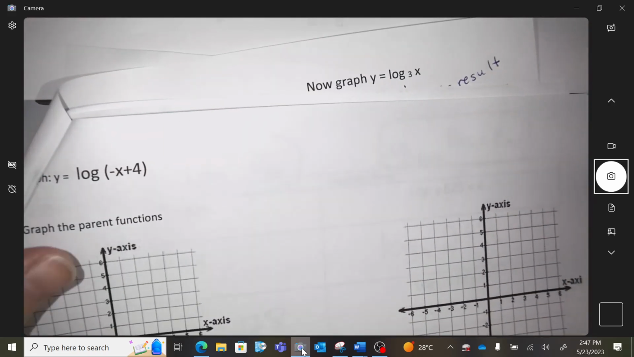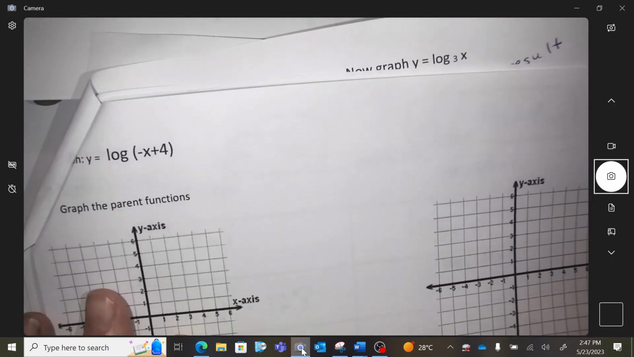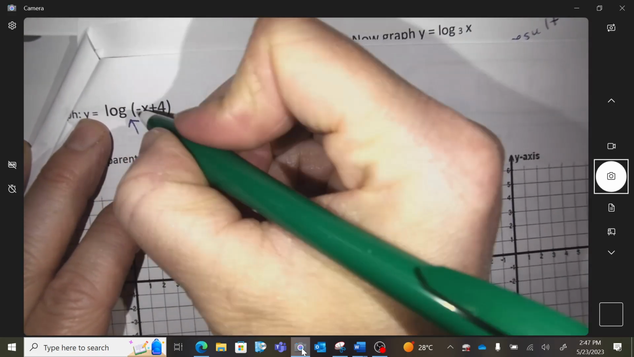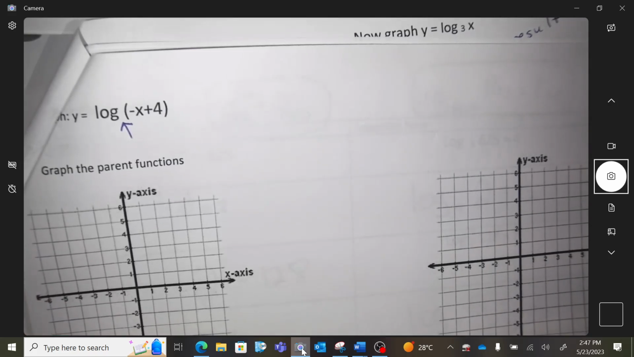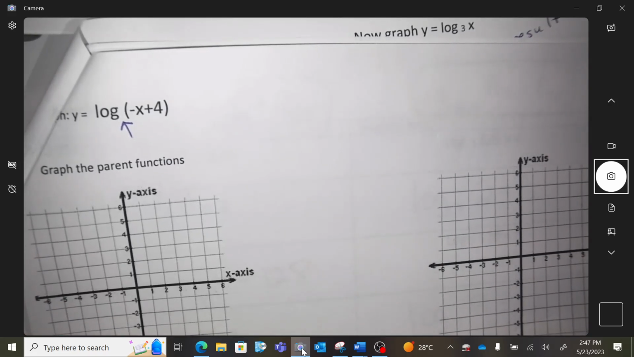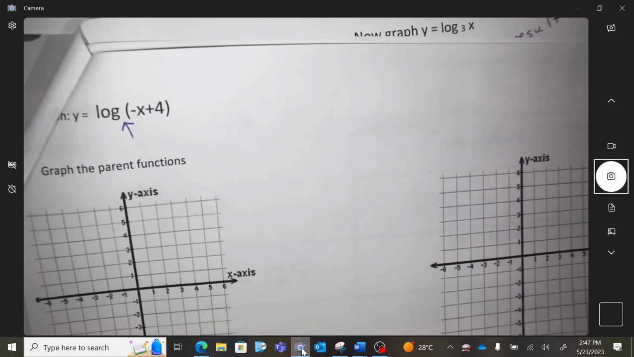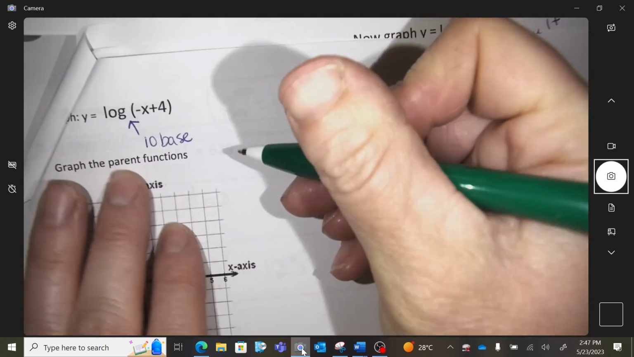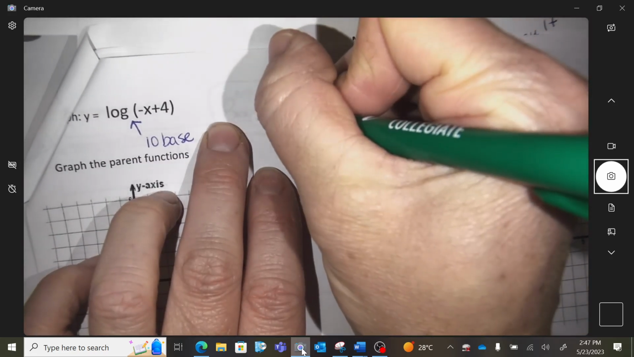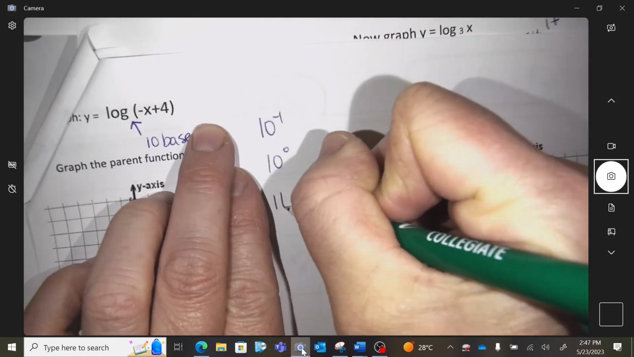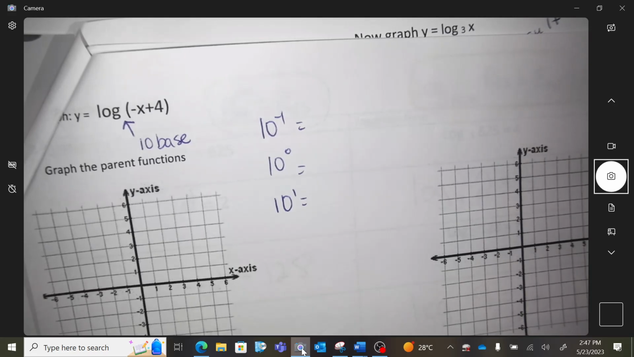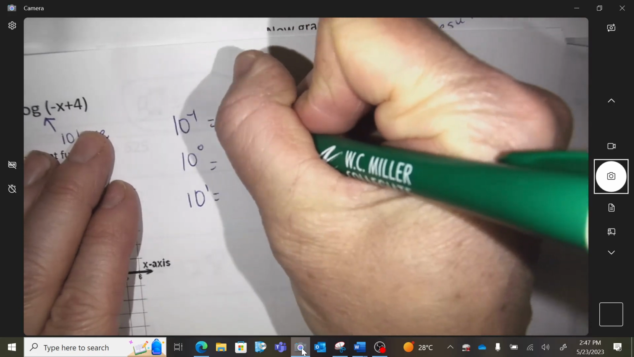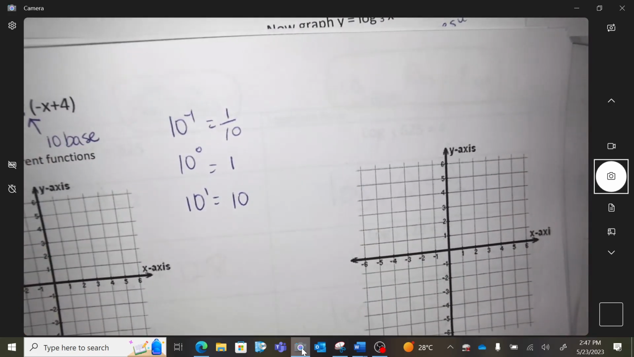Okay, does anybody remember this? There is no base written in there at all. So now I don't know. But there's a secret base. Do you remember the secret base that gets used? 10. Okay, so we're going to quickly go through our 10s. 10 to the negative 1, 10 to the 0, 10 to the 1. Always start the same pattern. 1/10. Bless you, bless you. 1 and 10.